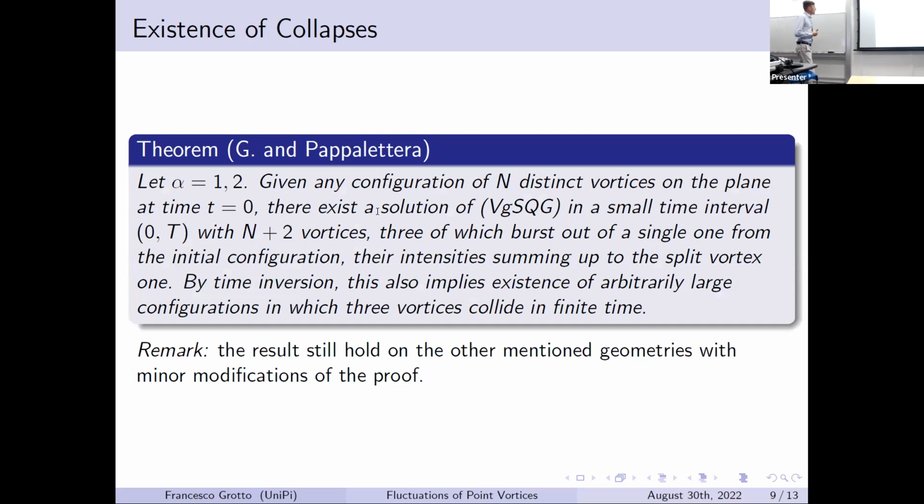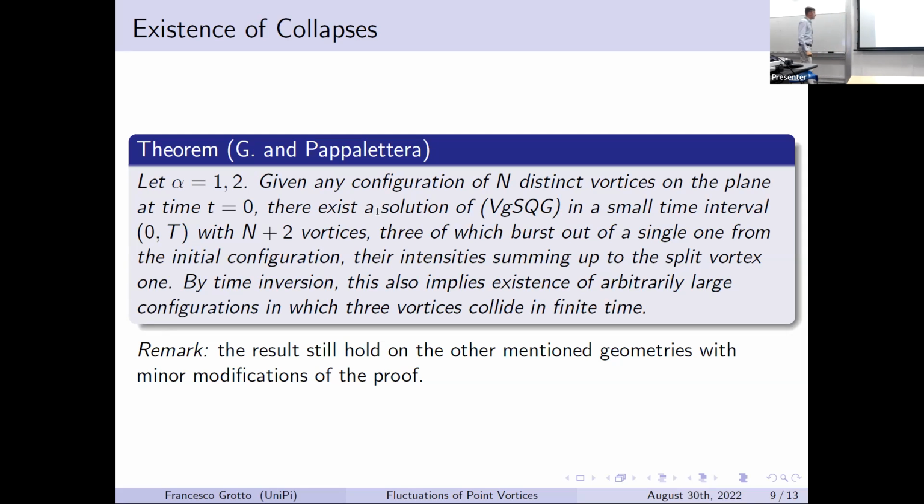And so my main result is the following. At least when alpha is equal to 1 and 2, so in the Euler case and in the surface quasi-geostrophic case, you can do the same as in the 3 vortices case on arbitrarily large configurations. So you take any configuration of n distinct vortices, and then you can find a solution of the ODE system in a small time interval that instead has n plus 2 vortices, where 3 vortices have burst out of a single one.